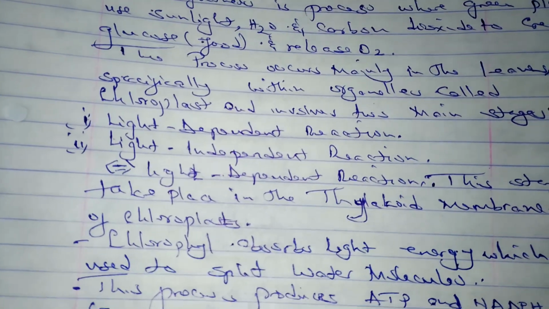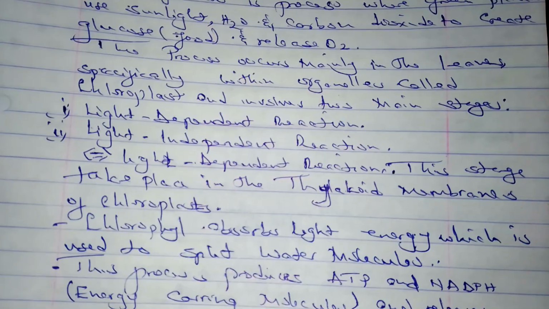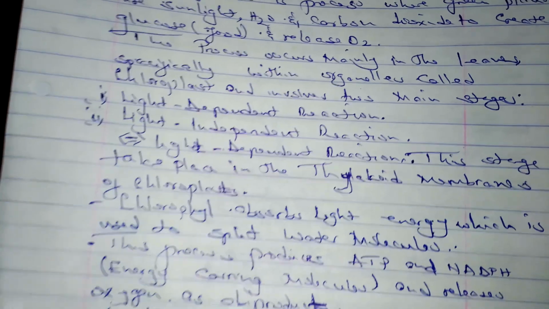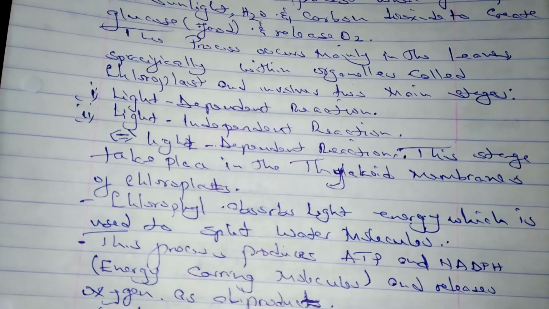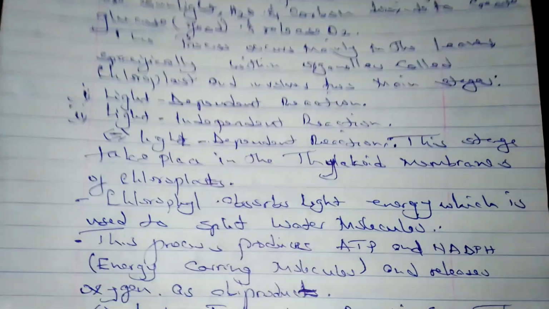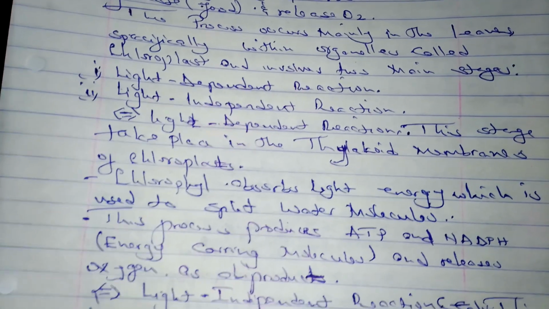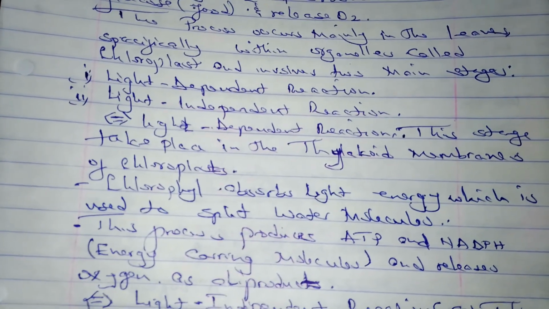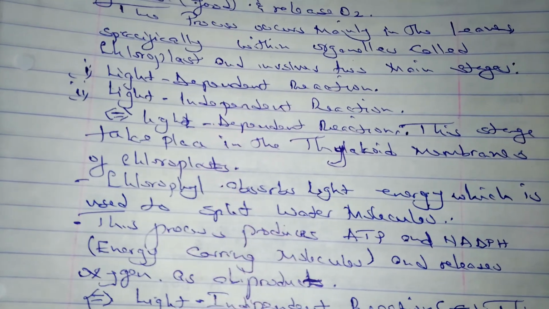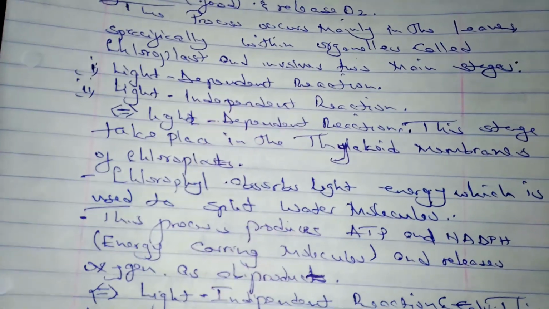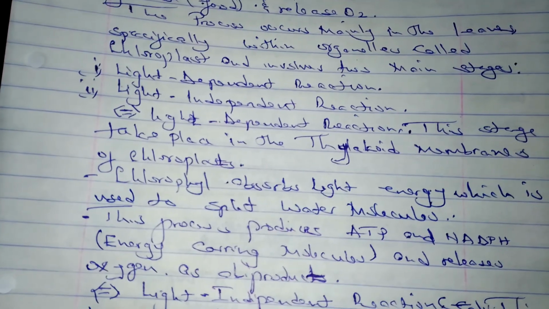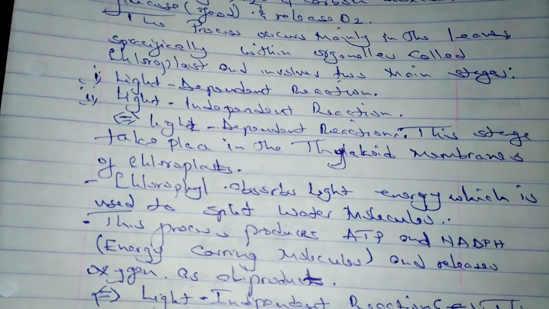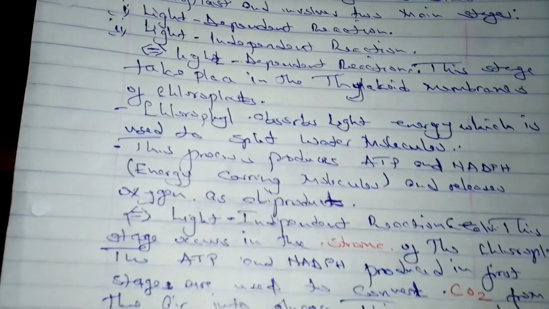So the light-dependent reaction. This stage takes place in the thylakoid membrane of the chloroplast. The chlorophyll absorbs light energy, which is used to split water molecules. This process produces ATP and NADPH. ATP is adenosine triphosphate, an energy-carrying molecule. NADPH is also produced, and oxygen is released as a byproduct.